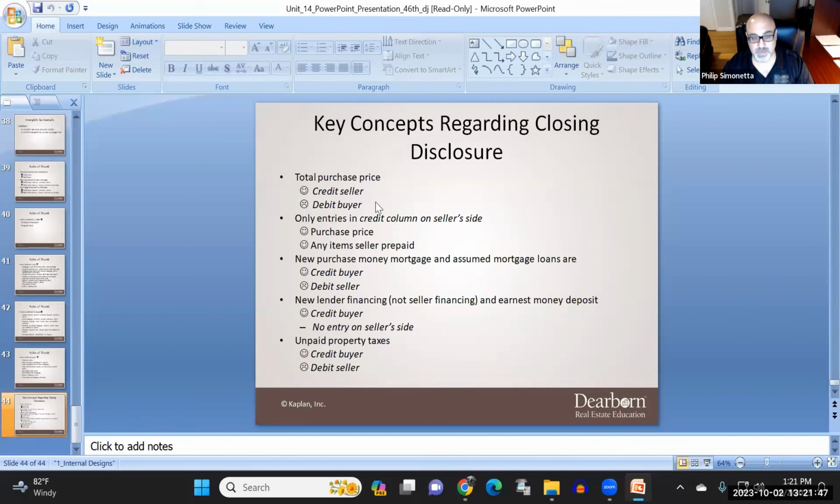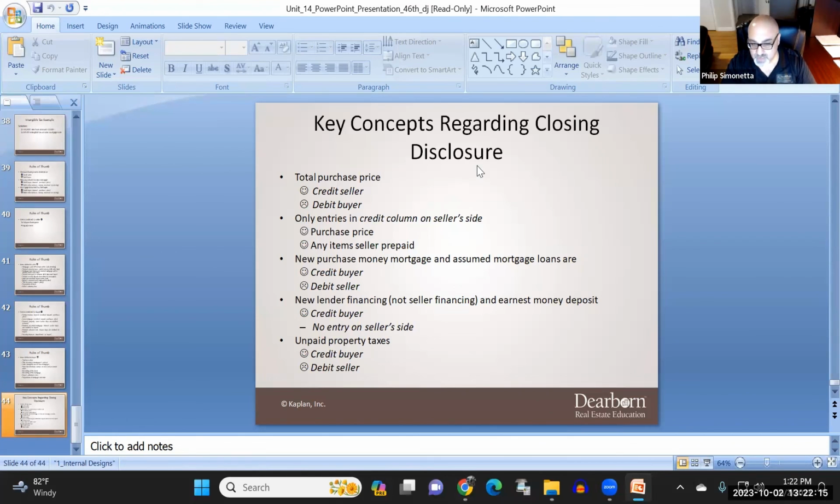Okay. So the key concepts regarding the closing disclosure: what goes where, who's debited and credited? The total purchase price: always remember, credit to the seller, debit to the buyer. On the seller side, the only entries in the credit column are the purchase price and any items the seller prepaid.